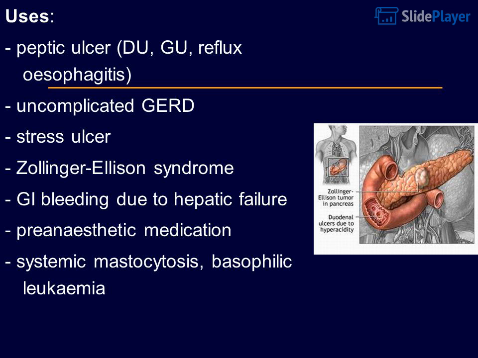Uses: peptic ulcer, DU, GU, reflux esophagitis, uncomplicated GERD, stress ulcer, Zollinger-Ellison syndrome, GI bleeding due to hepatic failure, pre-anesthetic medication, systemic mastocytosis, basophilic leukemia.